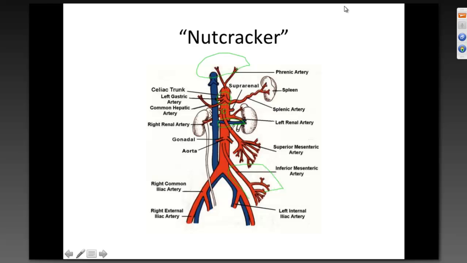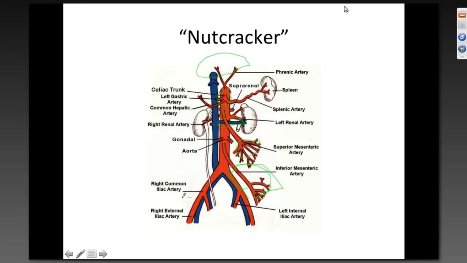So you can appreciate how this one, the superior, like I said, is going to take care of the perfusion from the duodenum all the way to the proximal 2/3 of the transverse colon. And then this one, the inferior mesenteric, which is inferior to it, takes up and handles it the rest of the way to the rectum.